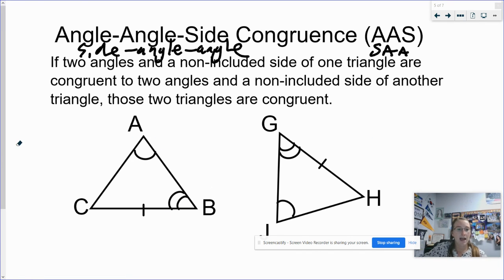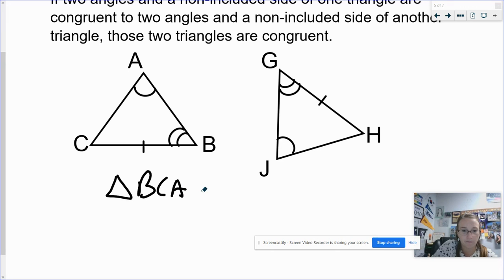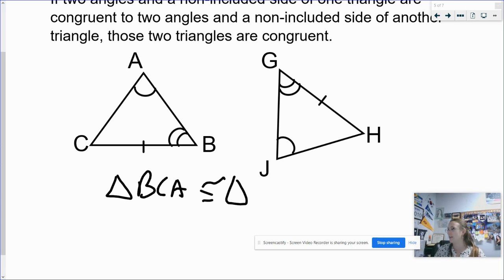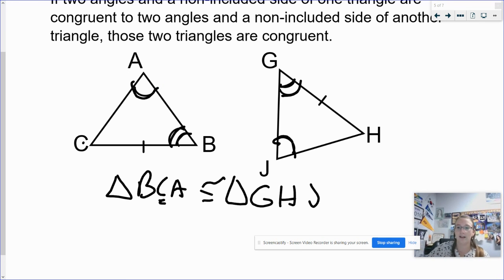Okay, and once again, let's practice our congruent statements. I'm going to call this one BCA. Go ahead and write the name of the next triangle if I'm choosing to name that one BCA. Okay, so B has two markings. I need to put G first. C has no markings. I need to put H next. And then therefore, J goes last. J has one marking, A has one marking. That goes in the correct order.